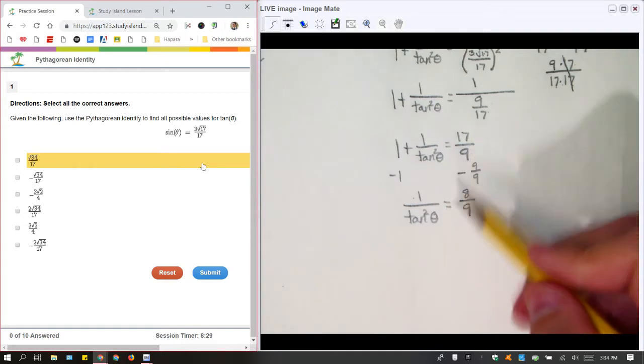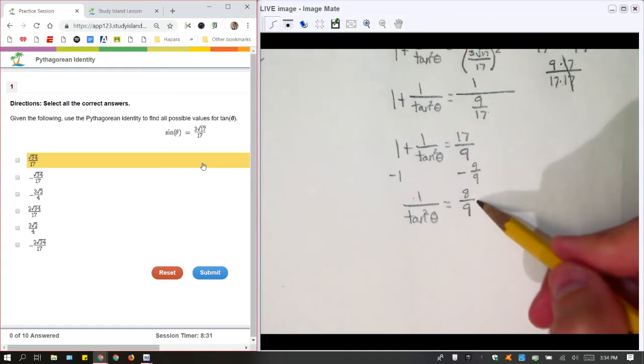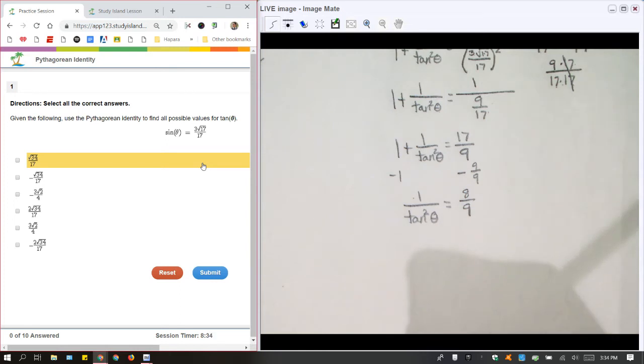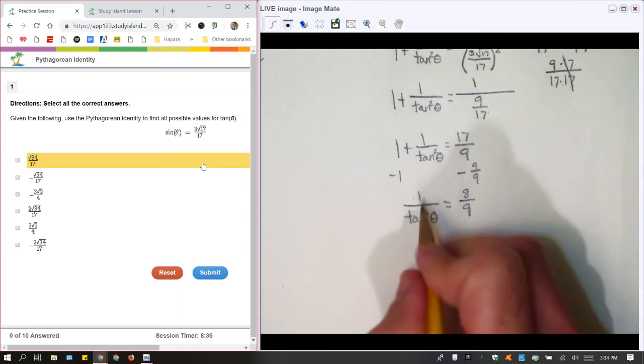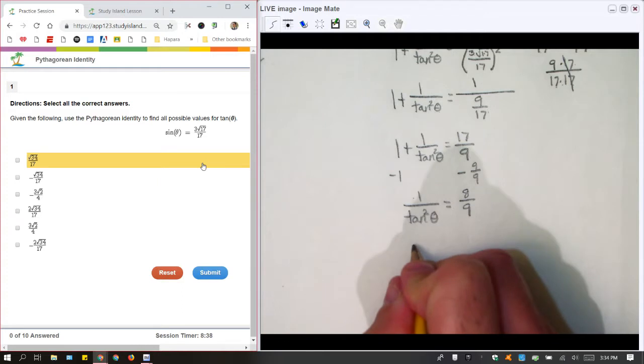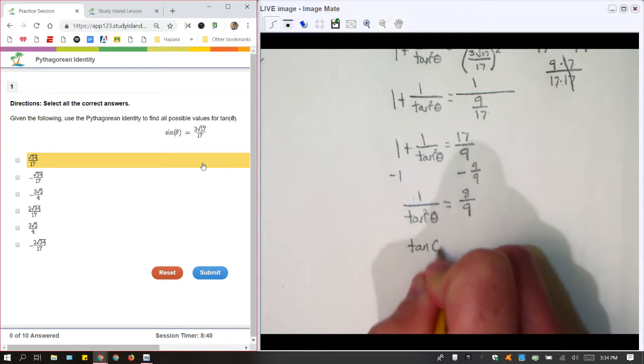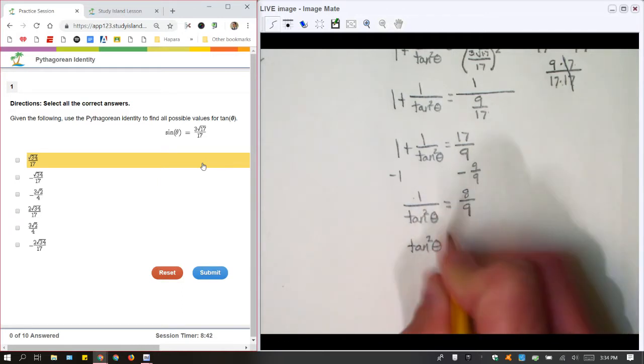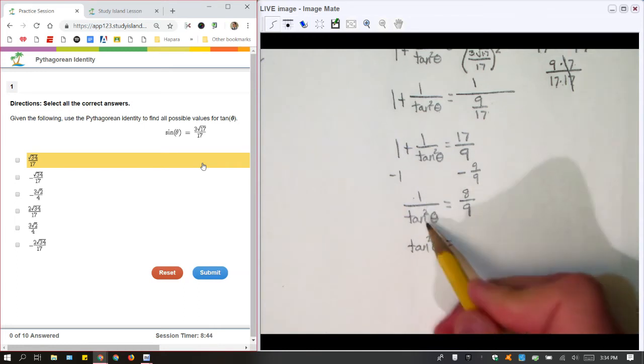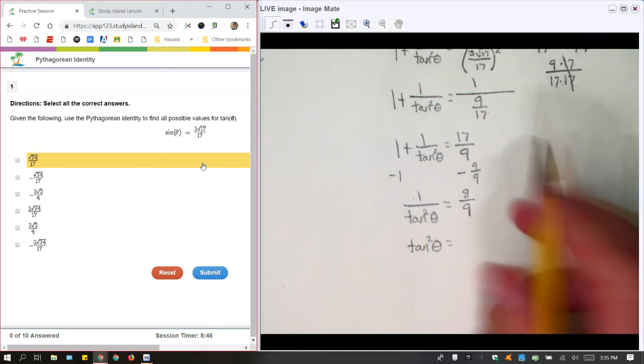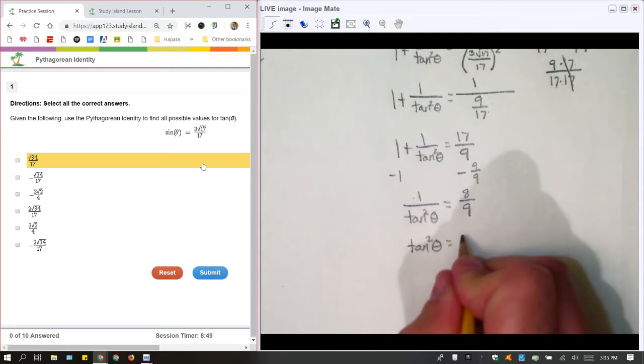You should know that anytime you have one fraction equaling another fraction, their reciprocals are equal as well. So 1 divided by the tangent of theta squared is the tangent of theta squared divided by 1, which is redundant to write. So if I flip this over, I just get the tangent of theta squared. If I flip this over, take the reciprocal of that, I get 9/8.